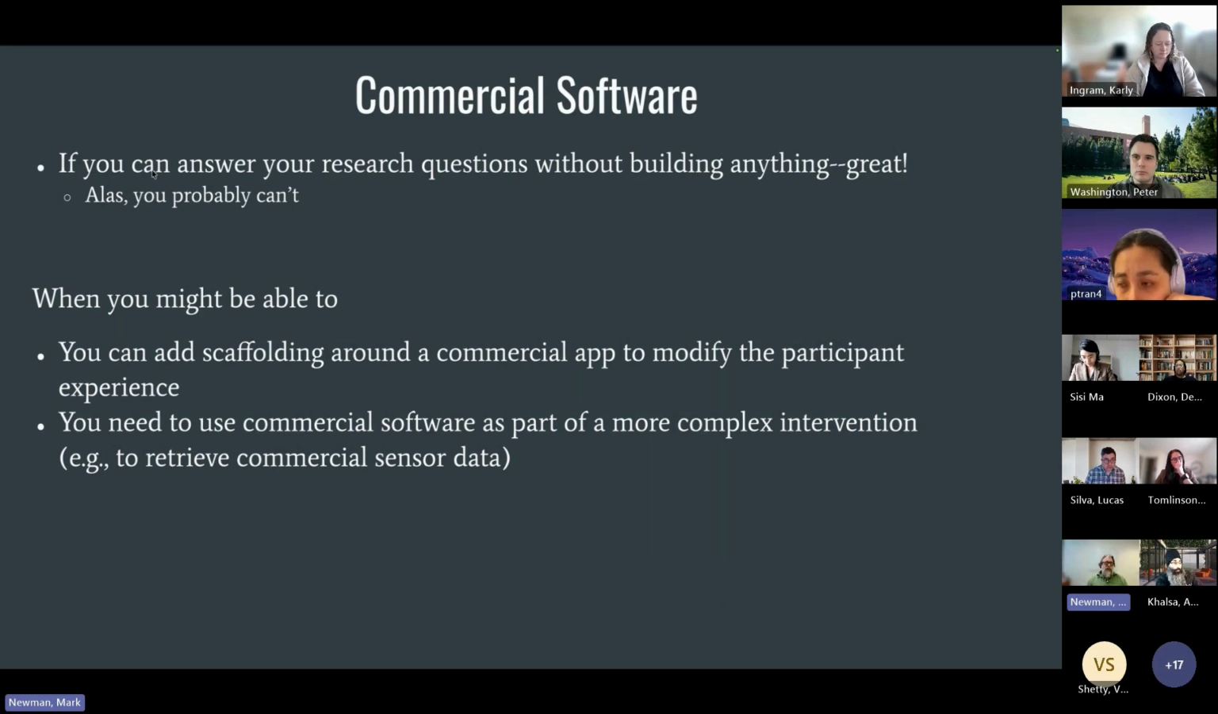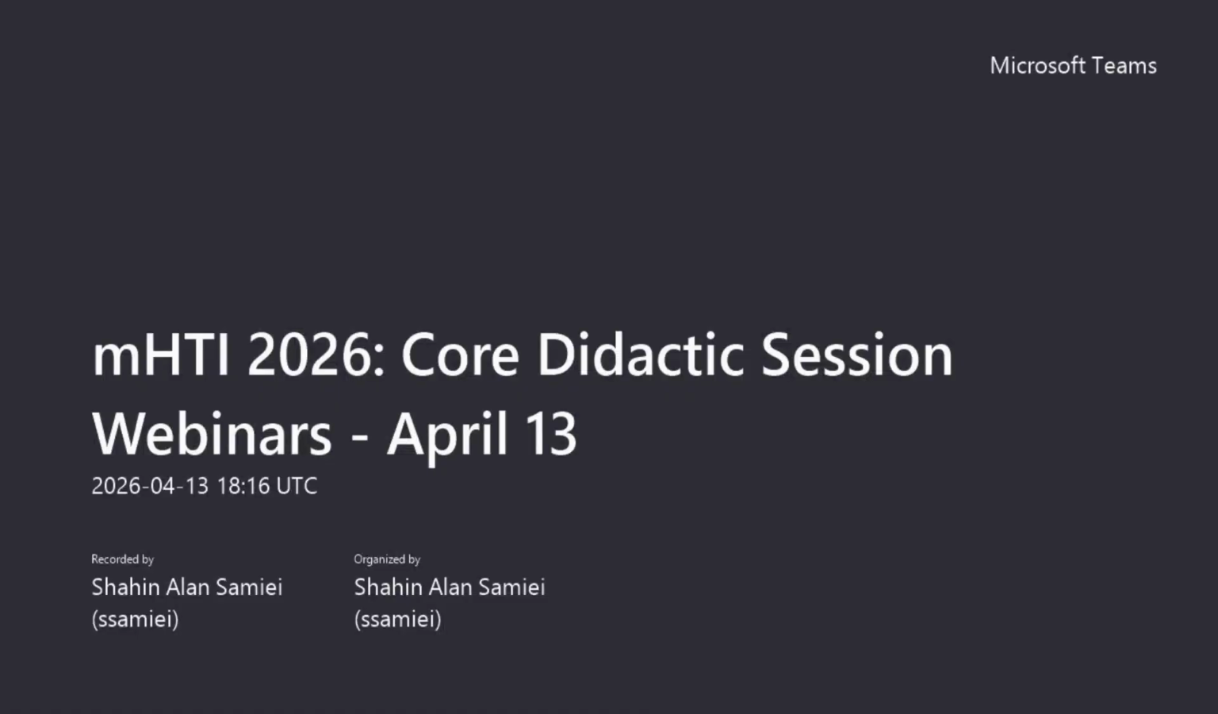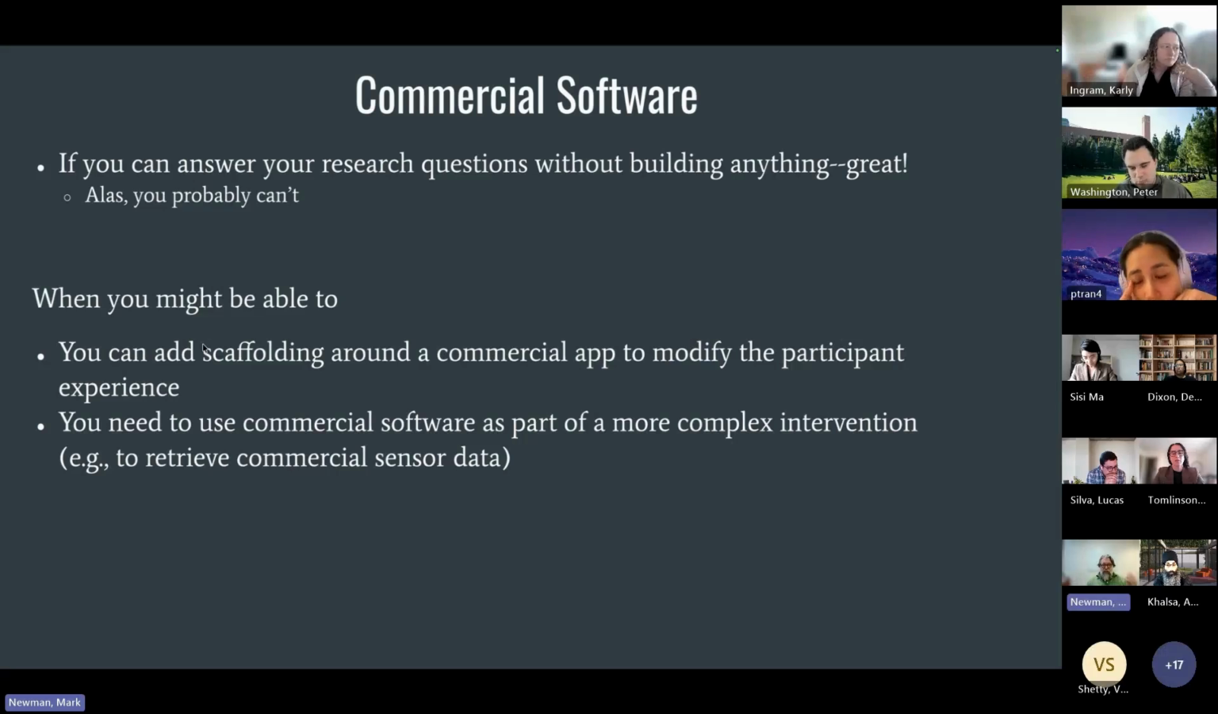As I said, if you can answer your research questions without building anything, that's great. You probably can't, I'll just say that right off the bat. But commercial software, even if it doesn't allow you to do everything you need for your study, still might play a role, and we'll look at some examples of how that might happen. You might be able to add scaffolding around a commercial app to modify the participant experience, which allows you to follow through on the scientific questions that you have.